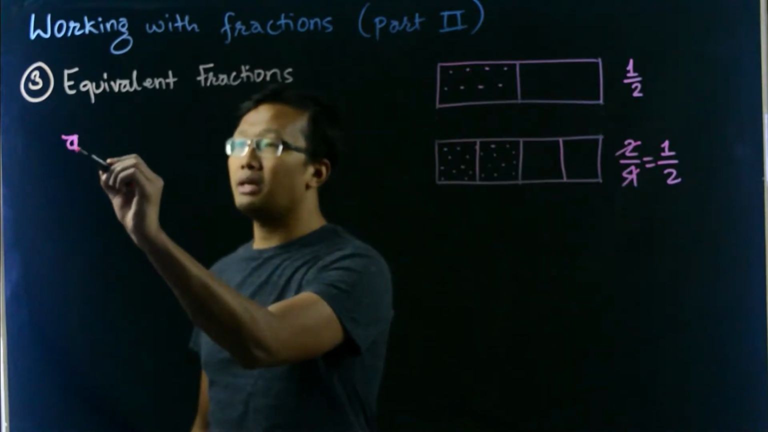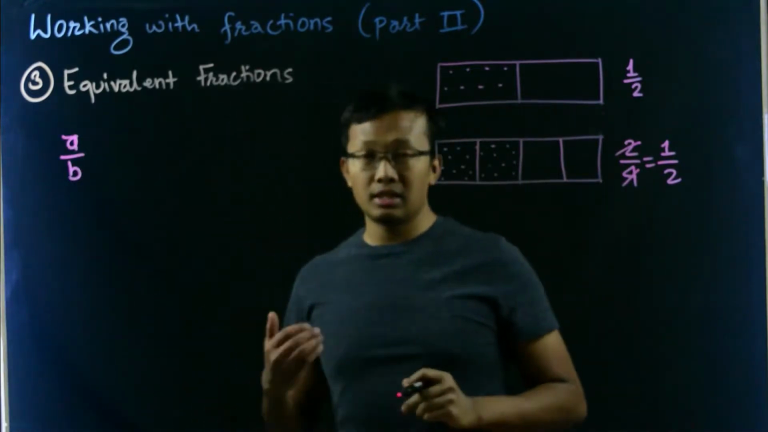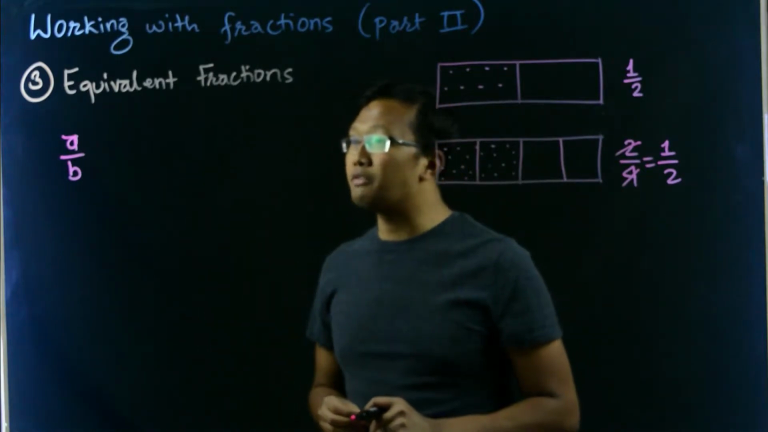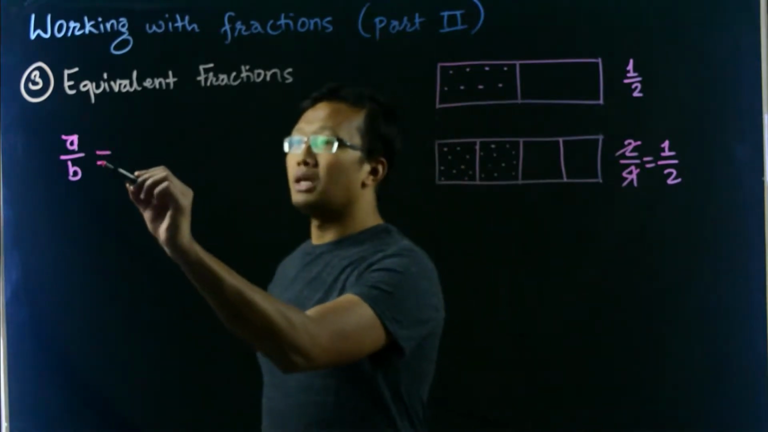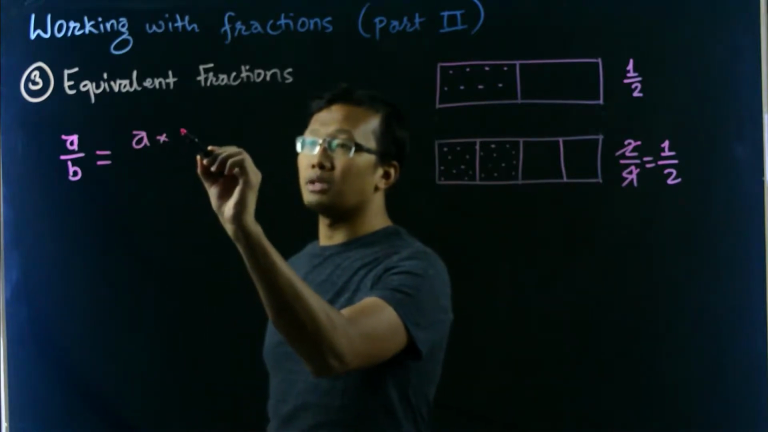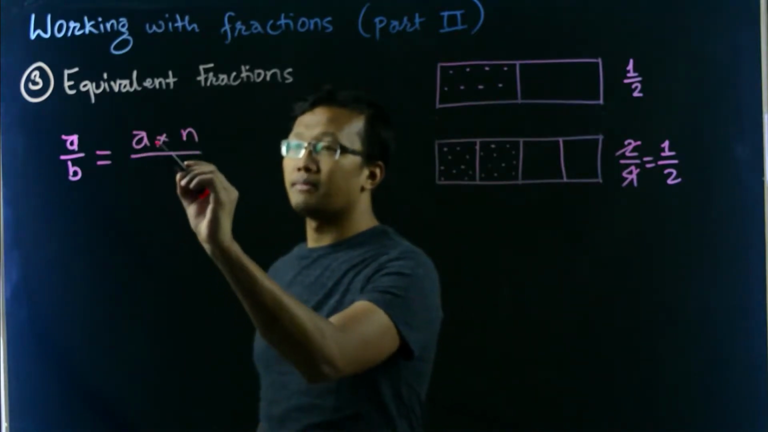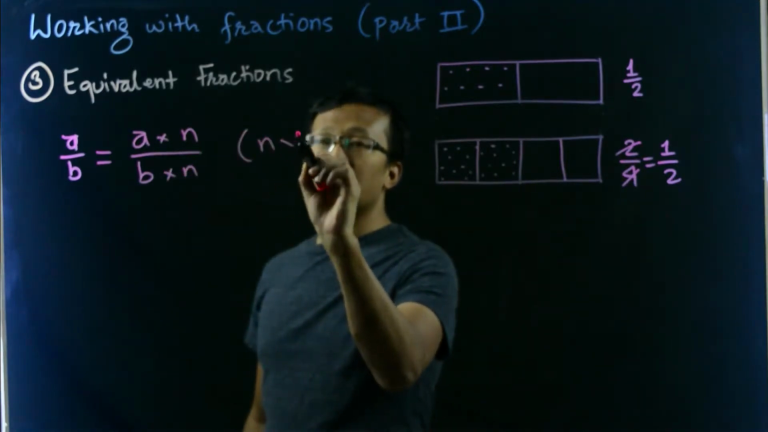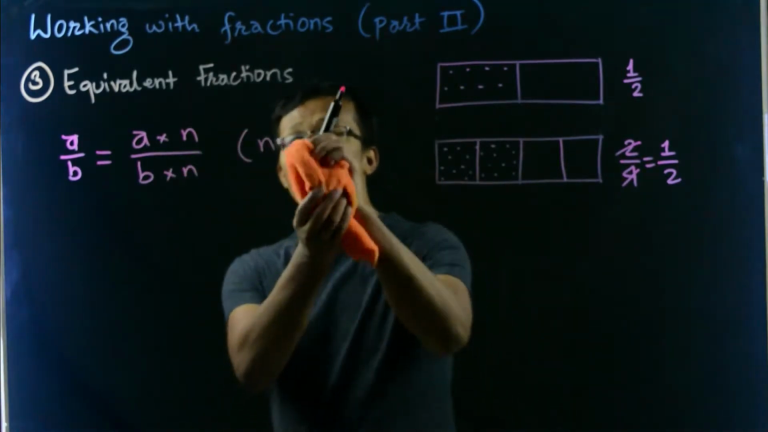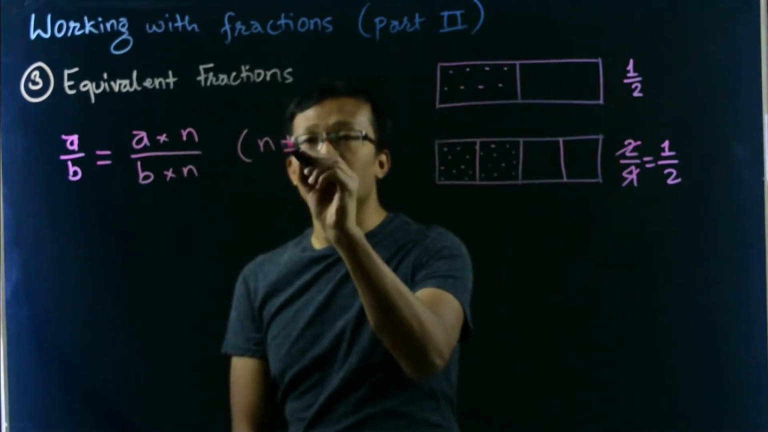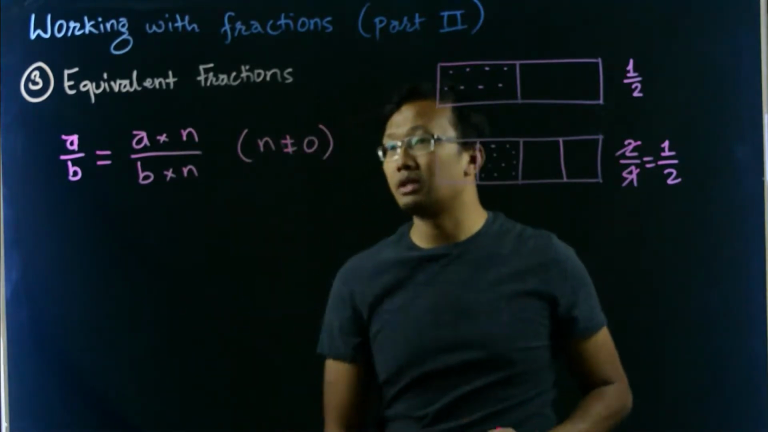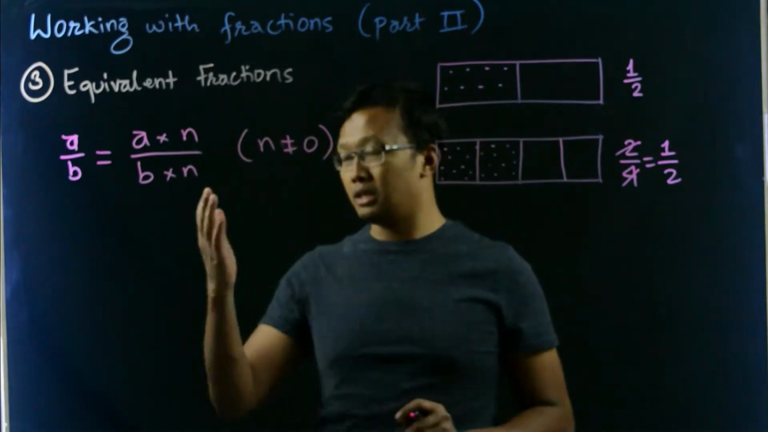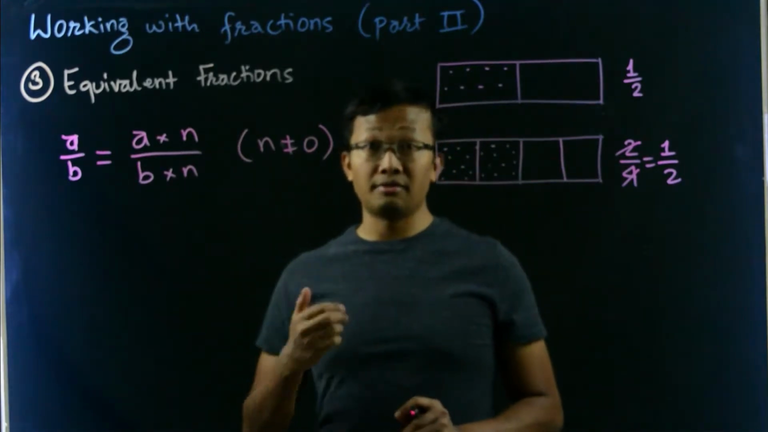Let's suppose a divided by b is a given fraction, and if we want to find an equivalent fraction for this one, we just multiply both top and bottom by a non-zero number n, where n is a non-zero number. Then it simply says that we can have many equivalent fractions for a given fraction.